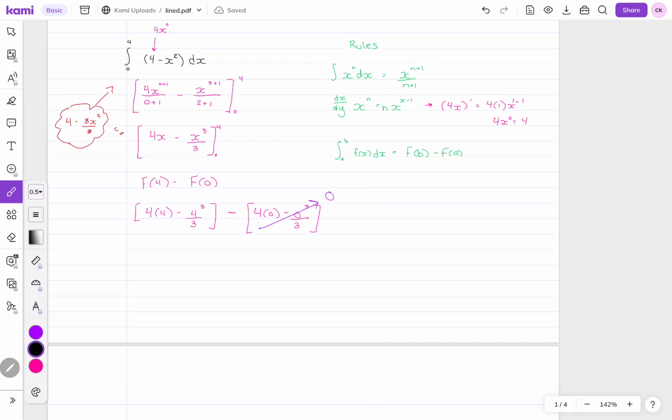First part is easy. 4 times 4 just gives me 16. 4 cubed is going to give me 64 over 3. Well, I can't subtract fractions without getting a common denominator. So that's going to give us 48 over 3 minus 64 over 3. It's just going to give us negative 16 over 3. So this means that our area, because it's negative, is underneath our curve.